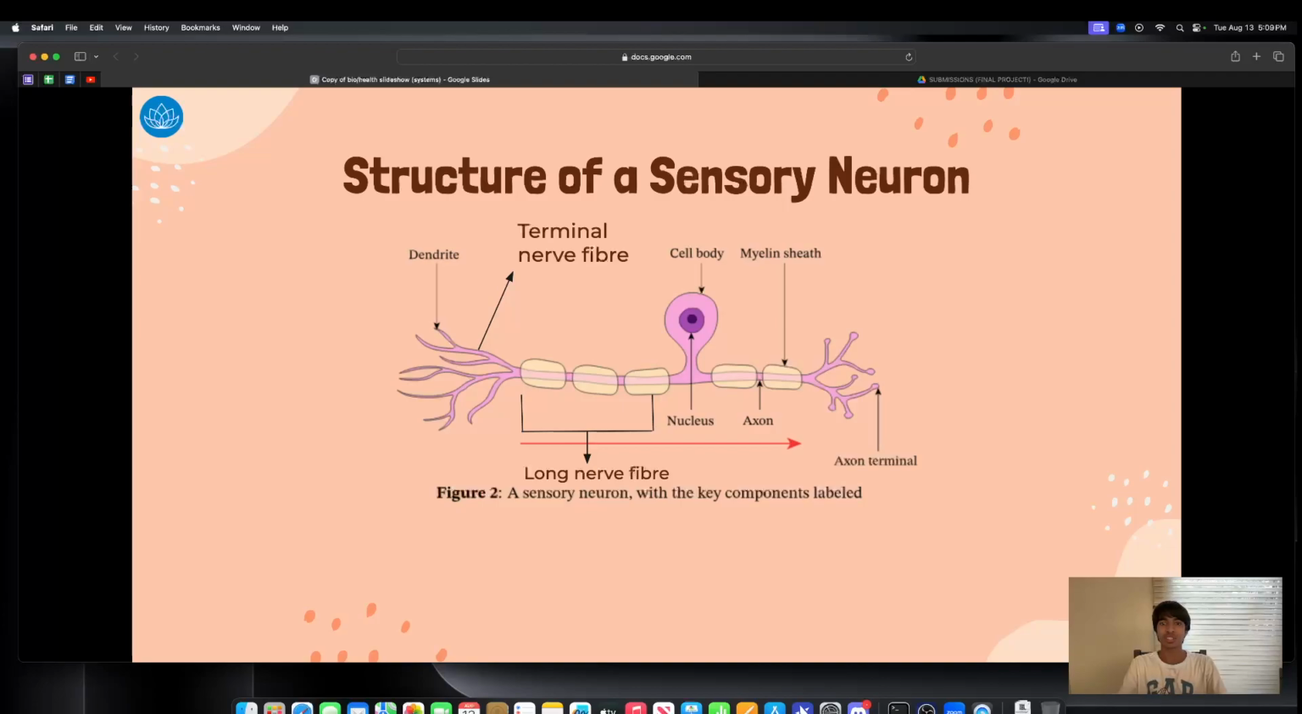So here's the structure of a sensory neuron, the neuron that's feeling things, right? There's a terminal nerve fiber, a long nerve fiber, and a cell body, which is in a circular form. Please make sure that the cell body is in a circular form. There's a dendrite, an axon terminal, a nucleus, which all cells have, and a myelin sheath.